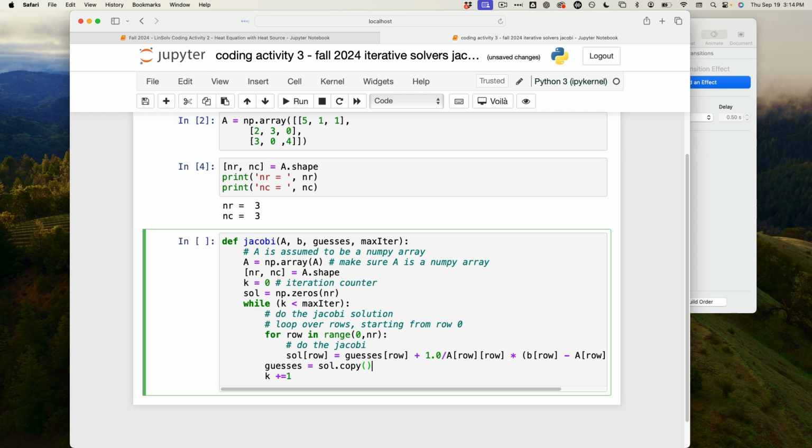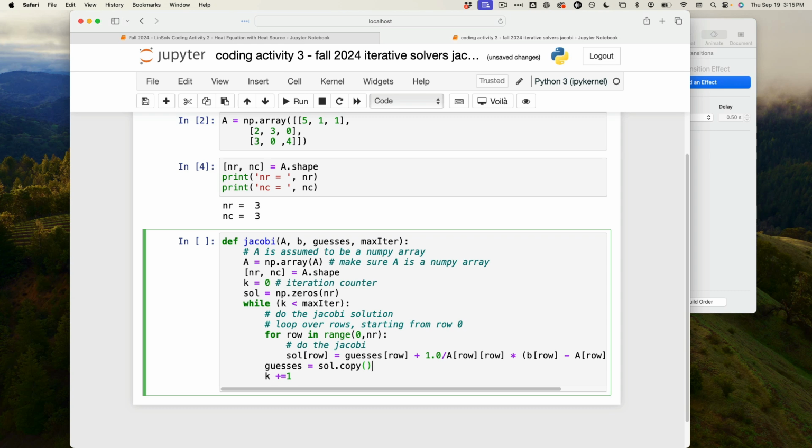We did the first iteration. Now k was equal to 0, k is equal to 1 now. And we updated our solution. Now we're going to use our new solution as the new guesses. And then we're going to come back here again, update, and keep repeating until k is greater than max iterations. See what I did there? So I reused this variable here, and I updated it as needed.